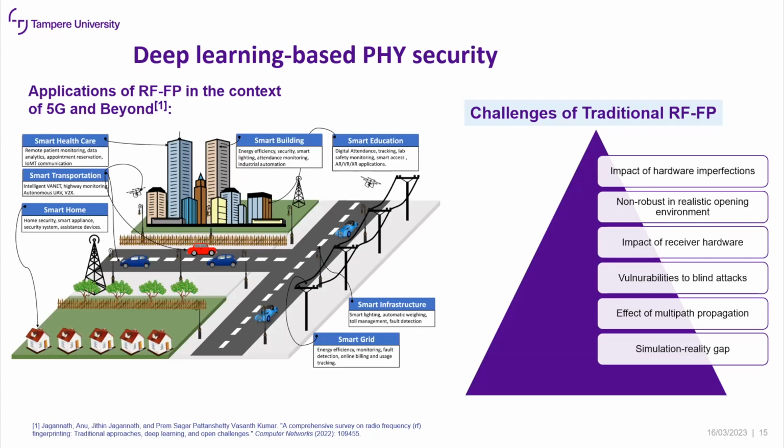Now, it has many applications ranging from smart healthcare, smart transportation, smart agriculture, smart education, and things like that. But of course, there are challenges. There has not been a very robust method for hardware imperfection, so it's a very active research area. The impact of receiver hardware, vulnerability to blind attacks, and the effect of multipath propagation have not been studied. And then there is the simulation-reality gap: there is a huge gap between the experimental testbed and the theoretical way of dealing with such imperfections.